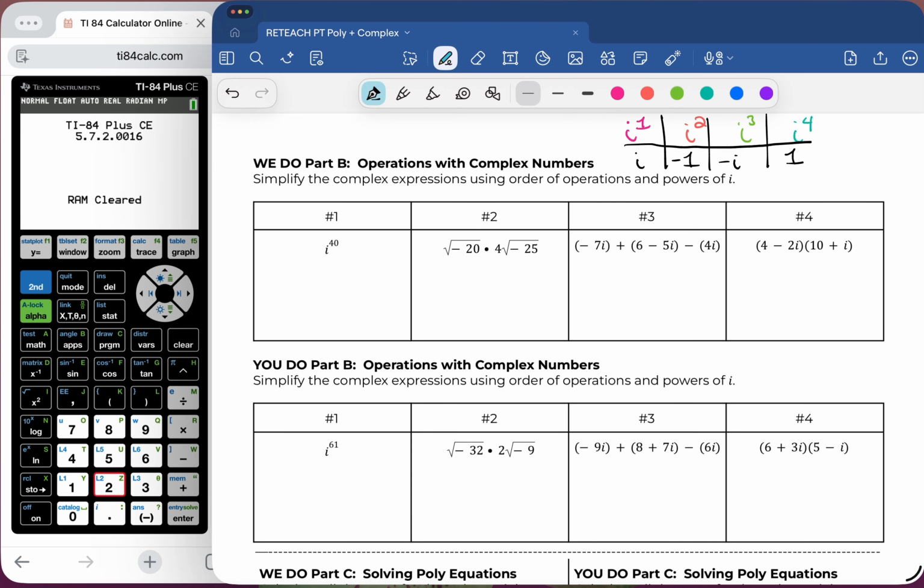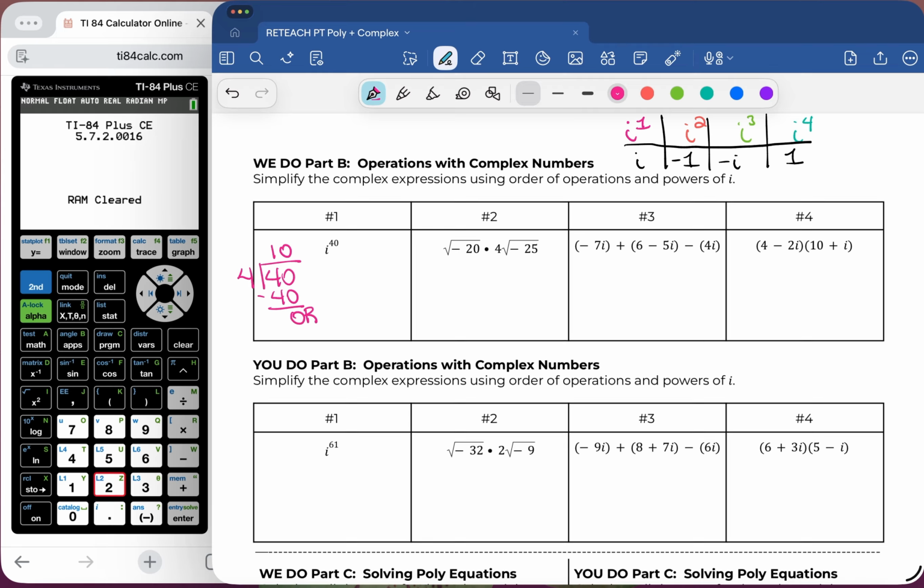Or you can use what we call the remainder pattern. So we're going to take that exponent, 40, and we're going to divide it by 4 because our numbers repeat on a loop of 4. So 40 divided by 4 is a perfect number, 10, because 10 times 4 is 40. And because it's perfect, that means we have a remainder of 0.